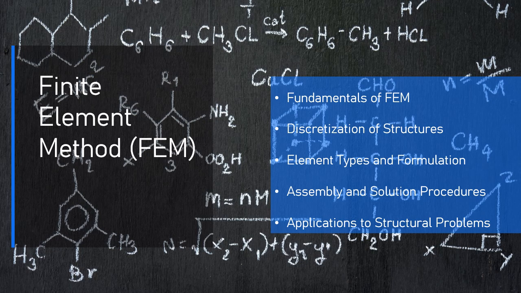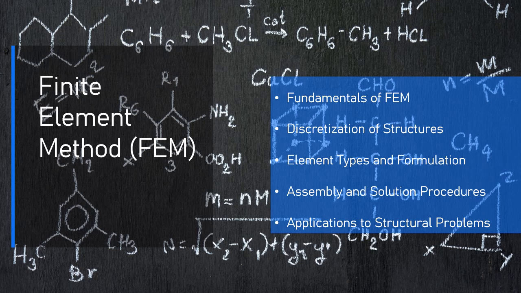Global stiffness matrix. When assembling the stiffness matrix for multiple elements, we place the local stiffness matrices into the global matrix based on the connectivity of nodes. The type of element used in FEM depends on the structure's dimensions and behavior, as well as the specific goals of the analysis. The formulation of the elements is based on physical principles like elasticity, strain displacement relationships, and equilibrium equations.